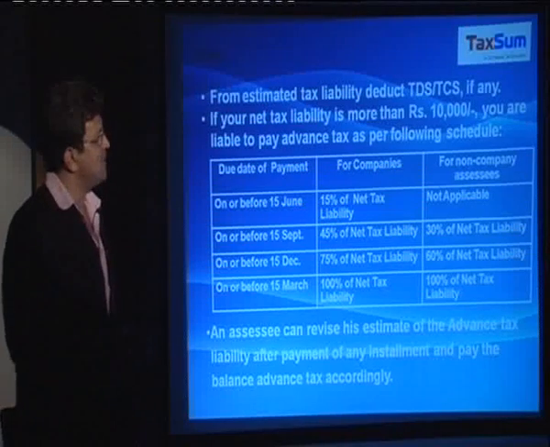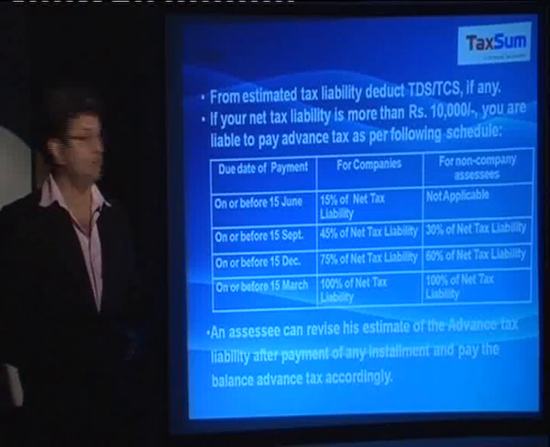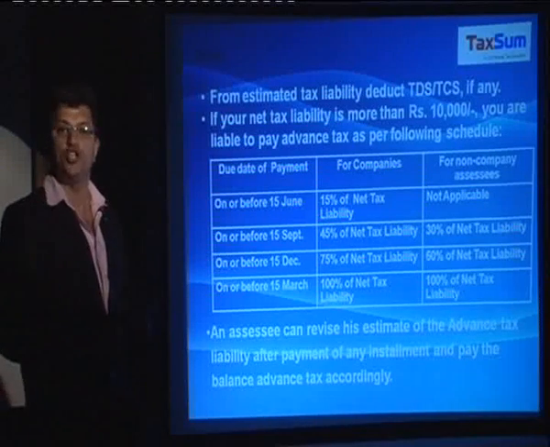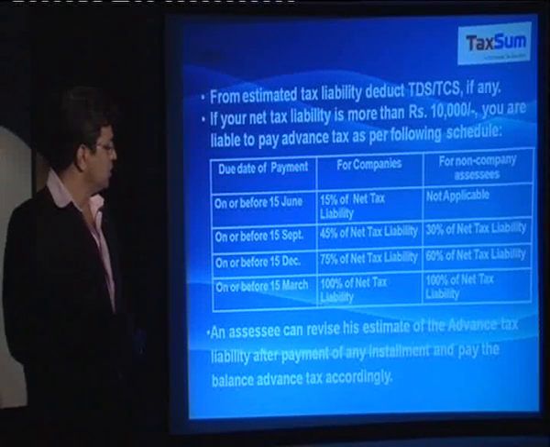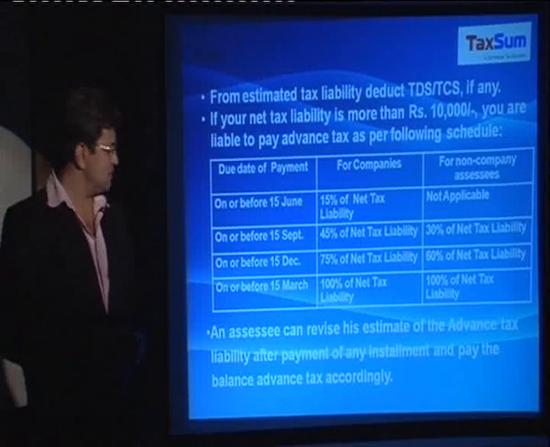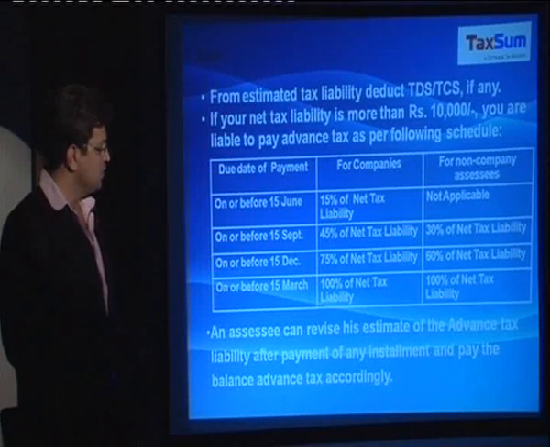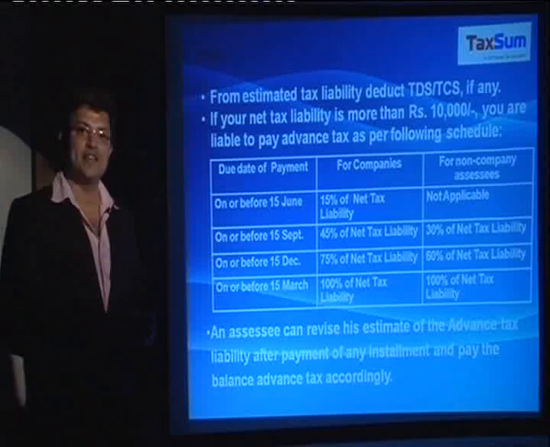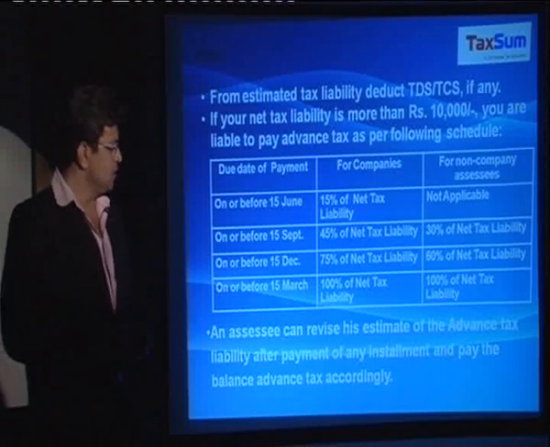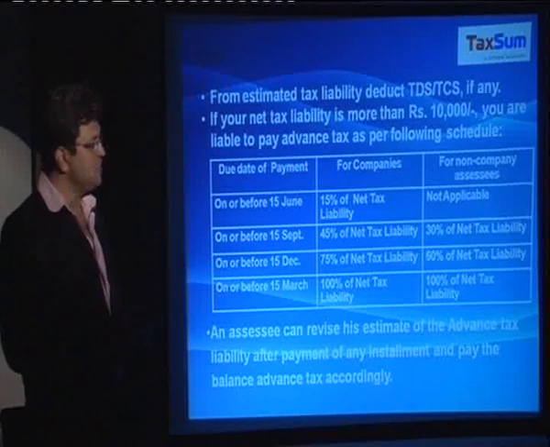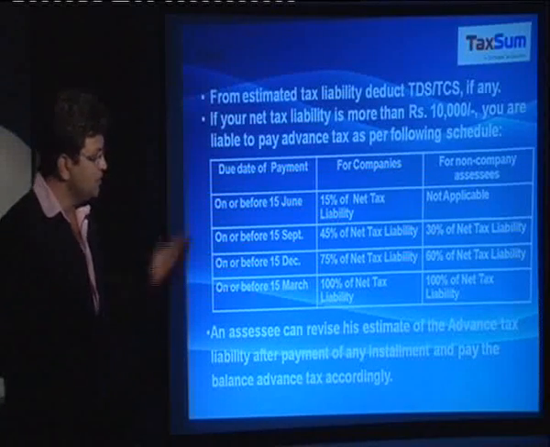If your net tax liability is more than rupees 10,000, you are liable to pay advance tax as per the following schedule. The first column reflects the due date of payment of the advance tax, which is 15 June, 15 September, 15 December and 15 March. In case of any assessee other than corporates, the due dates would be only 15 September, 15 December and 15 March, which is reflected in these columns.